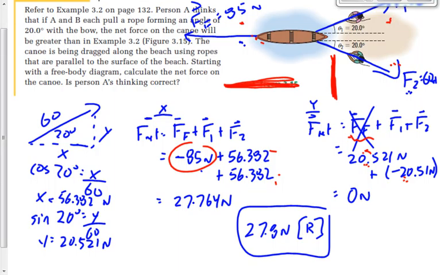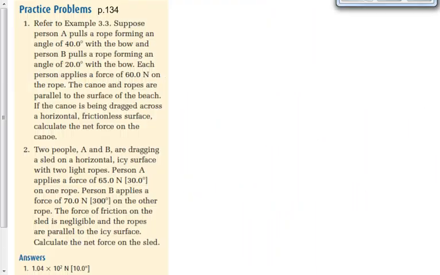Okay, copy that out if you haven't got it copied already, okay? Okay, let's take a look, please, at these two questions on page 134 and see what you can do with them.